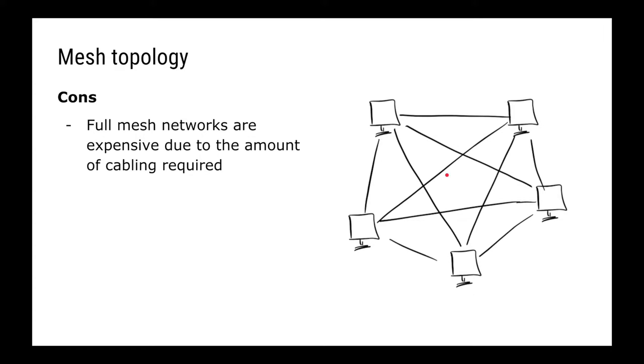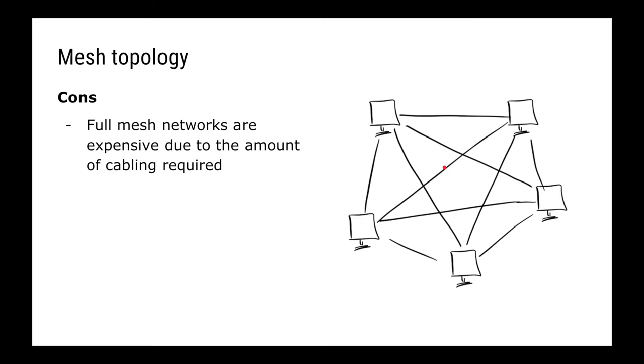If you're going to create a full mesh network using cables, then if you thought it was bad with the star topology, it's even worse with mesh topology, because you're going to need so many cables. This is just a small network of five different computers, and yet we've got 1, 2, 3, 4, 5, 6, 7, 8, 9 cables.